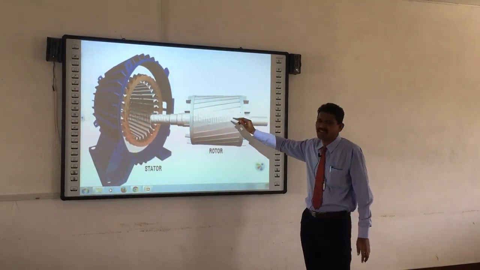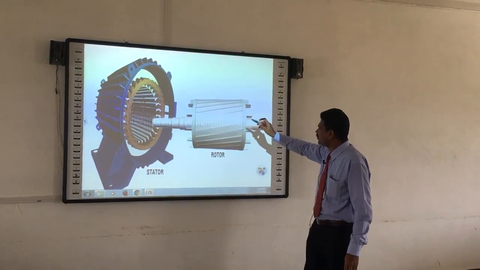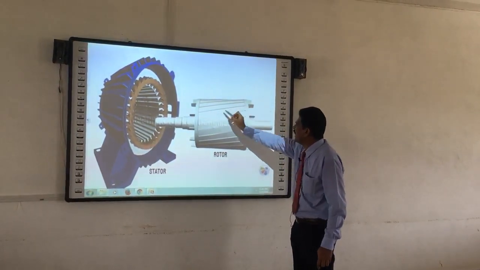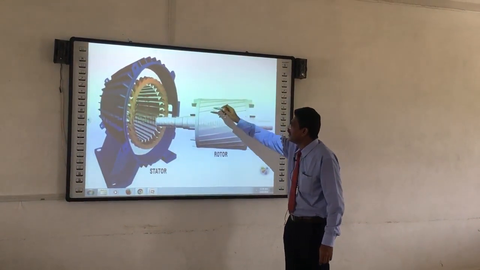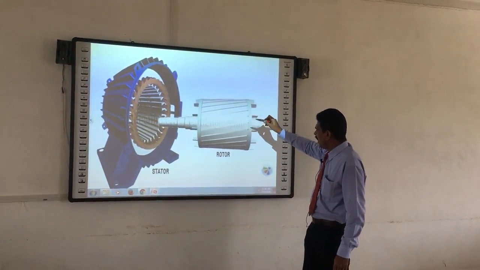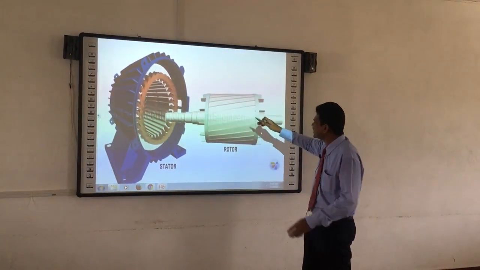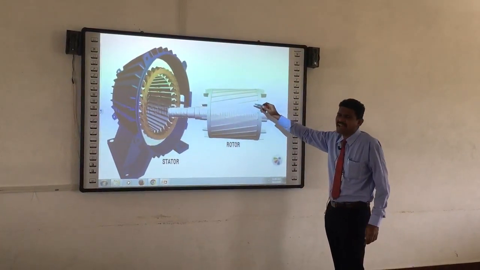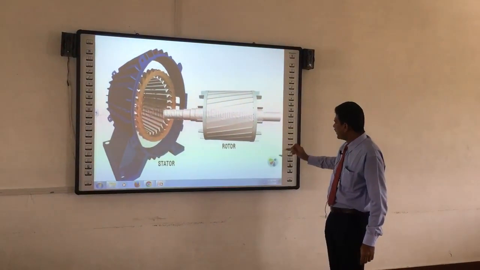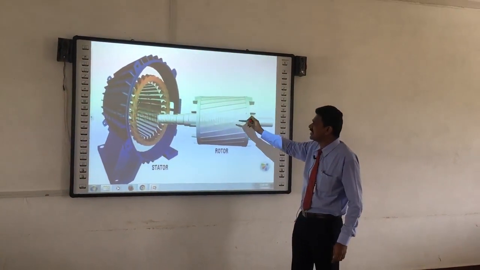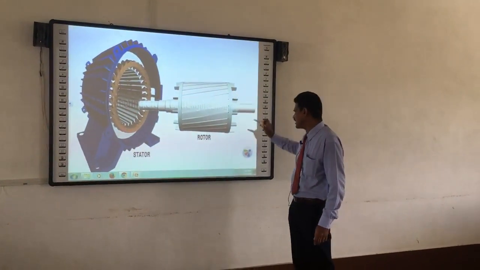Coming to the construction of a squirrel cage rotor, it does not have any winding. Instead of winding, copper bars are placed in the slots, and at both ends they are permanently welded by means of end rings. Another thing, these rotor slots are skewed at some angle to avoid magnetic locking between the stator flux and the rotor flux. Because of this construction, we cannot add any external resistance to the rotor circuit in this case.